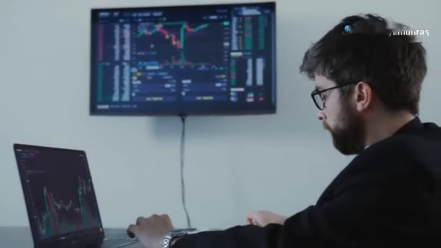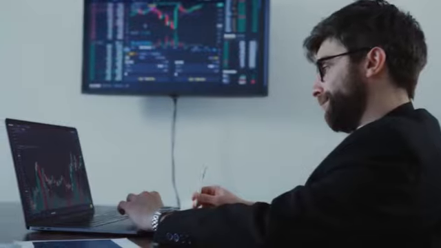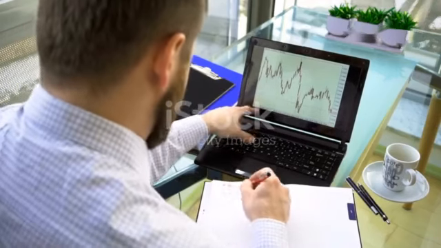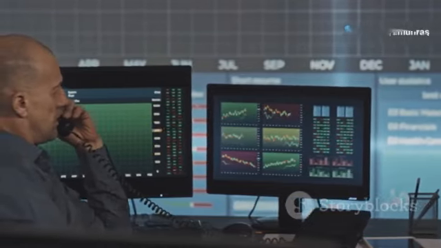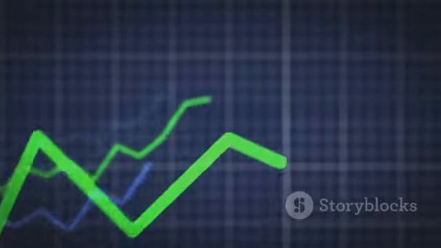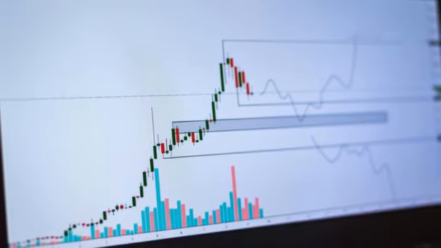Now, before you go all in on candlestick patterns, let's talk about some tips for using them effectively. Remember, candlesticks are just one tool in your trading toolbox. It's crucial to combine them with other indicators for confirmation. Don't just rely on candlesticks in isolation. Look for confluence from other indicators like moving averages, the relative strength index, RSI, and volume. When multiple indicators align, it strengthens the signal and increases your chances of a successful trade.